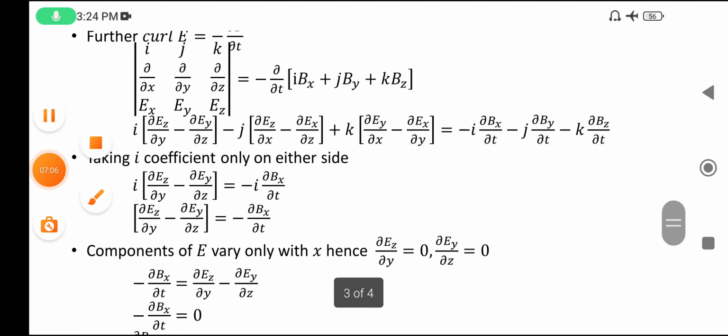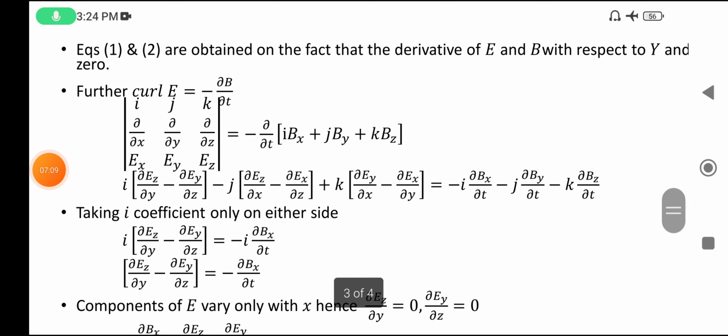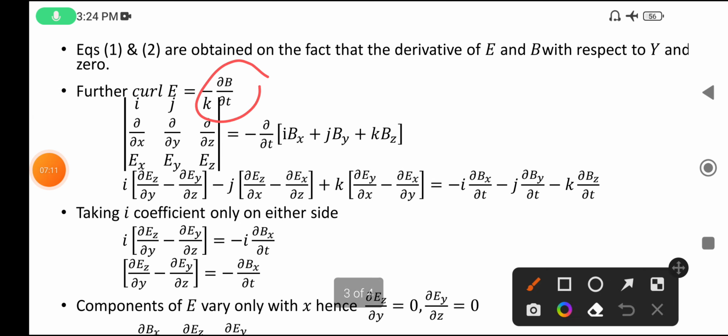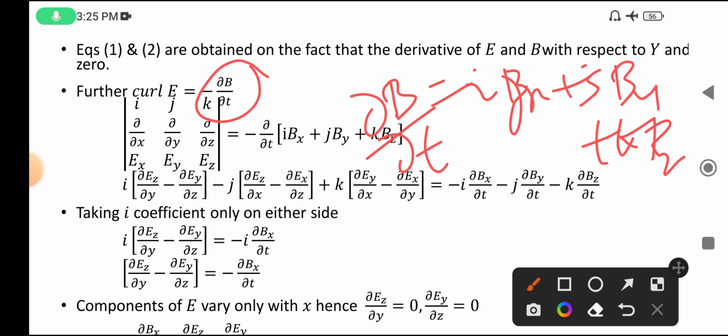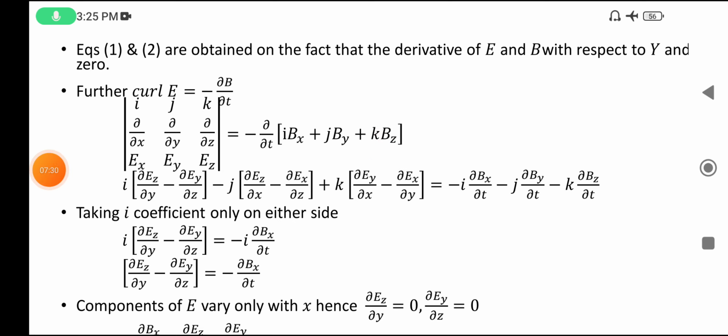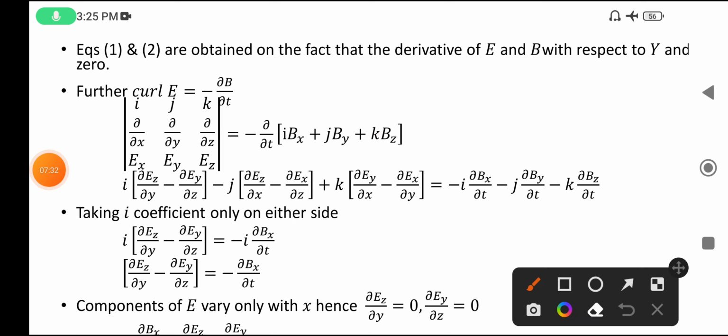Okay, and this is equal to what? You have ∂B/∂t. B is also a vector quantity. It can be written as i into Bx plus j into By plus k into Bz. And ∂B/∂t means i into ∂Bx/∂t, j into ∂By/∂t, k into ∂Bz/∂t, not x. Okay, so this is written in this manner, and when it is multiplied, we get this one.